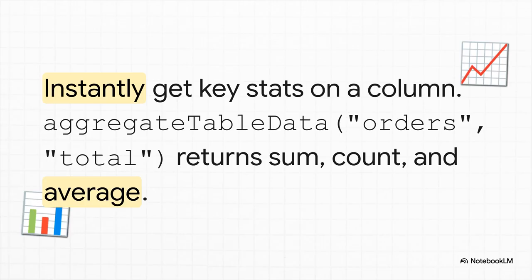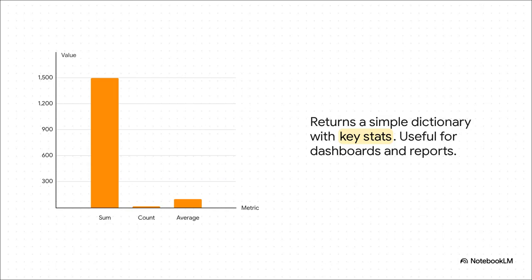Aggregate table data. This function is fantastic for doing quick analytics. So imagine you have an orders table. With just one line of code, you could instantly get key statistics on, say, the total column for all your orders. And this is what it gives you back. A simple, clean dictionary with the key stats all calculated for you.